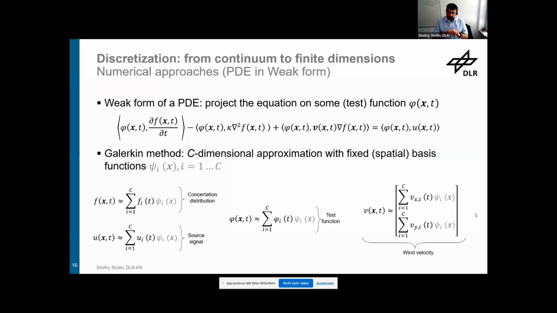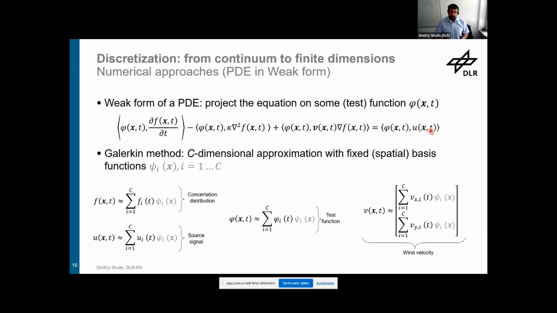Here I will briefly go over the numerical approaches to solving differential equations. You might have heard that the standard way of dealing with partial differential equations is to use finite element methods. In essence, the finite element method says: I have my functions of interest that I want to estimate. It can be my concentration phi, which is continuous in space and time. I have my wind, which is continuous in space and time.